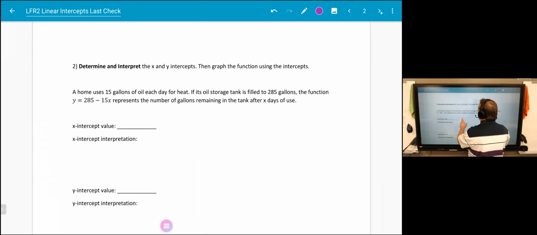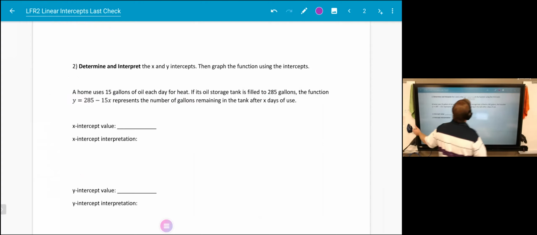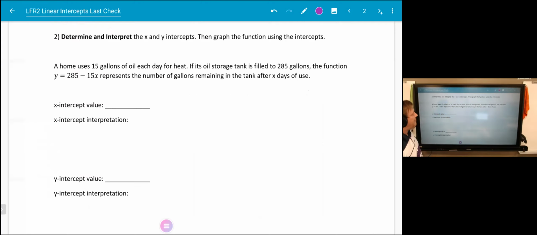We've got determine the x and y intercepts. Then graph the function using the intercepts. A home uses 15 gallons of oil each day for heat. If its oil storage tank is filled to 285 gallons, the function y equals 285 minus 15x represents the number of gallons remaining in the tank after x days of use. We know it should be on the x-axis. Okay, so the x-intercept value.